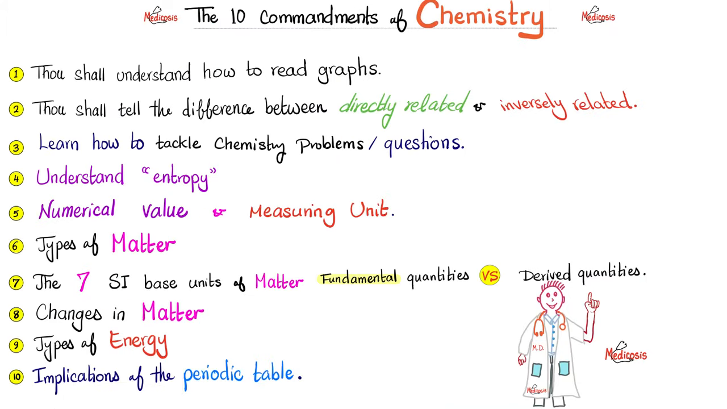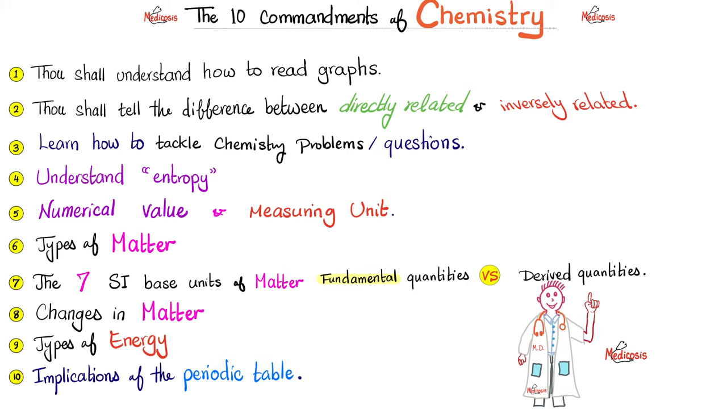Let's get started. When I talked about metabolism in biochemistry, we had the 10 commandments of metabolism. Today, we have the 10 commandments of chemistry. Commandment number 1. Thou shalt understand how to read graphs, the x-axis, the y-axis, etc. Thou shalt tell the difference between directly related and inversely related entities. Number 3. Learn how to tackle chemistry problems or questions with a medicosis methodology. And of course, you need to understand the concept of entropy. Think of it as disorder.